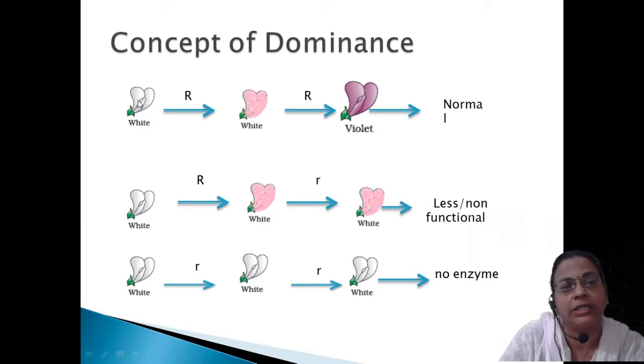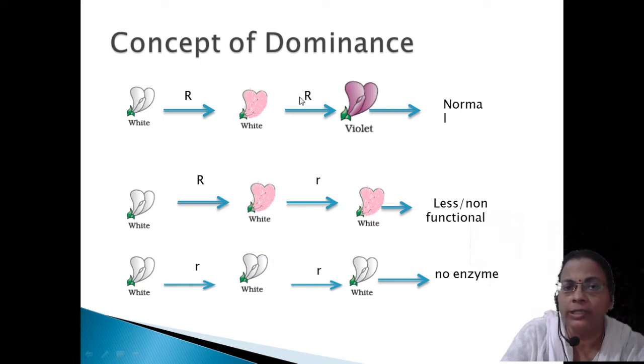But if at least one capital R is dominant, it can produce anthocyanin, hence the white color will completely turn into pink color. And if both the alleles are of normal R also, in the pea plant it can directly convert into the normal color.